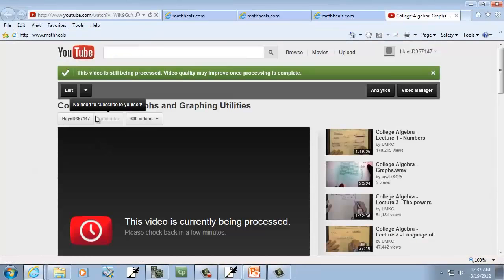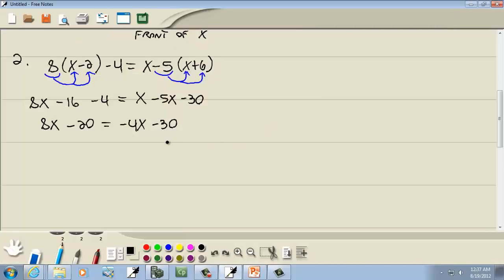Second step, get rid of fractions. Don't have any. And that was rude of that thing. I was running a processing. I just didn't think it flipped me over there.